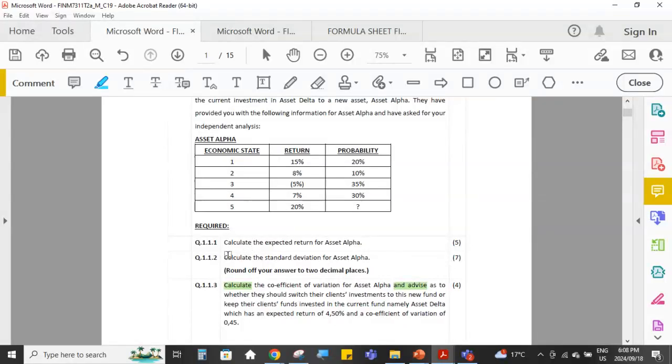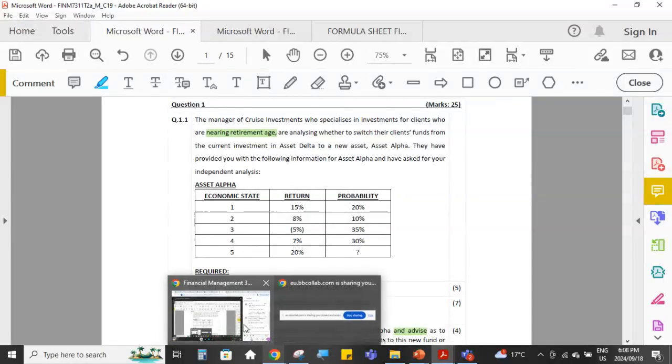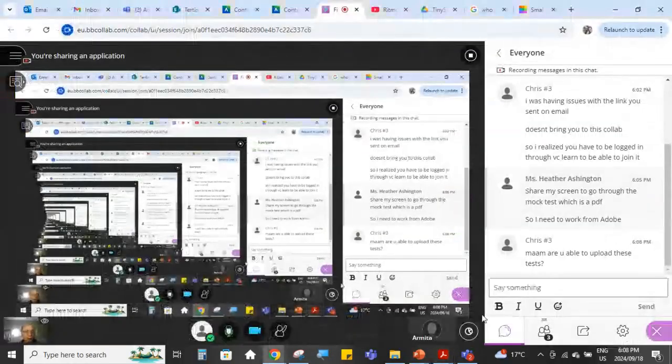You want to quickly find the information you need and get to where you want to be. So the first one is to calculate the expected return for asset alpha, and then to calculate the standard deviation for asset alpha. That's easy enough. So we can go back there.